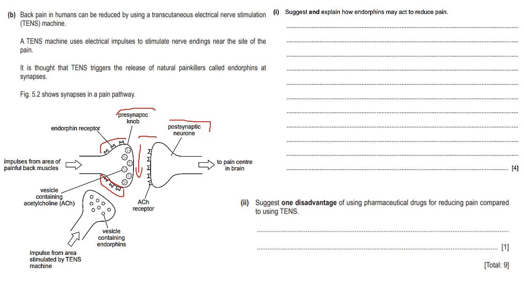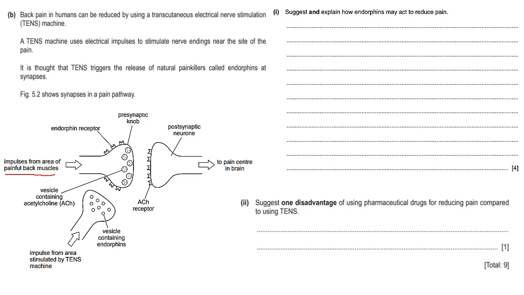So what I believe would happen, and this is the question that they ask over here. They say, suggest and explain how endorphins may act to reduce pain. Now remember that pain is some sort of nerve impulse itself. So it means that whenever a person is in pain, let me just erase here so that I can explain a little more clearly without anything in the way. So it means that when there's pain, and you can look at the arrow, you don't even need to think too much. So over here it says impulses from area of painful back muscles, not black muscles, back muscles.